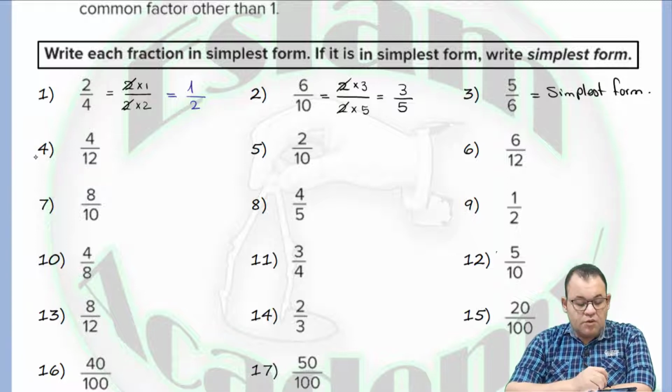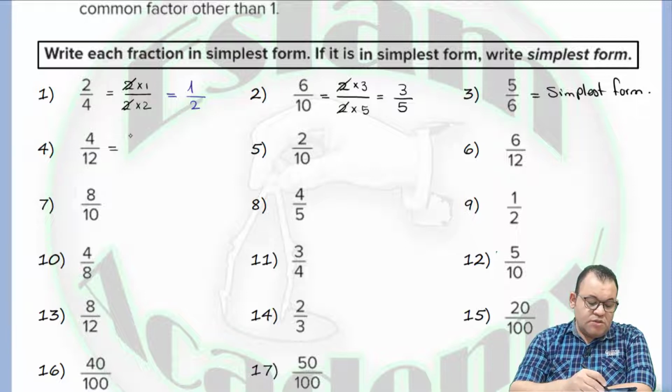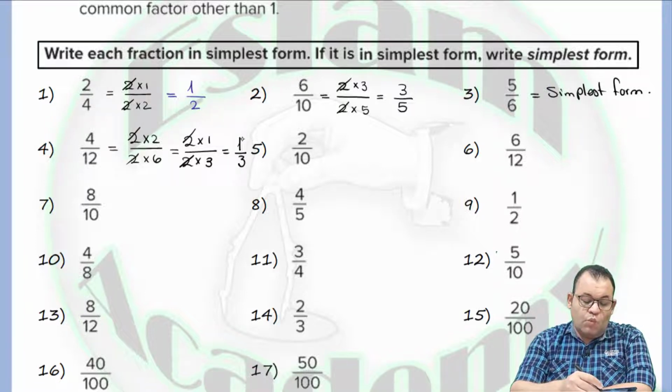Again for number 4, 4 over 12. We know that 4 is equal to 2 multiplied by 2, and 12 is equal to 2 multiplied by 6. We can cancel out 2 and 2. Still we have 2 here; 2 is equal to 2 multiplied by 1, and 6 is equal to 2 multiplied by 3. So we can cancel out 2 and 2, and the answer will be 1 over 3. 1 over 3 will be the simplest form.